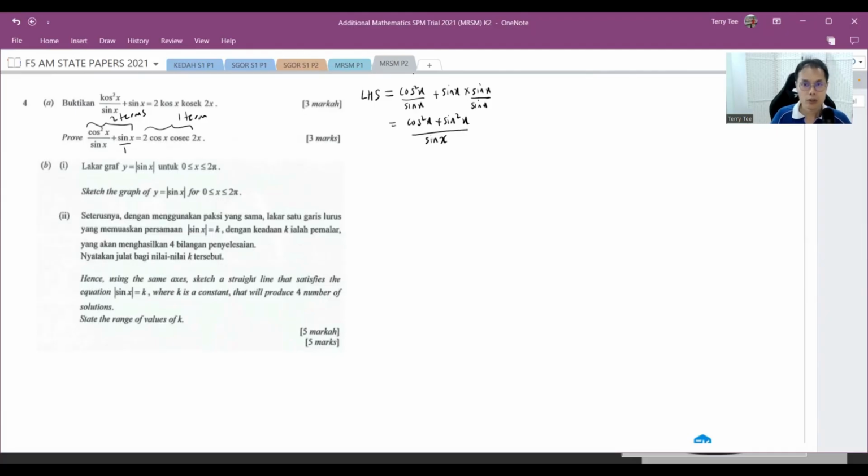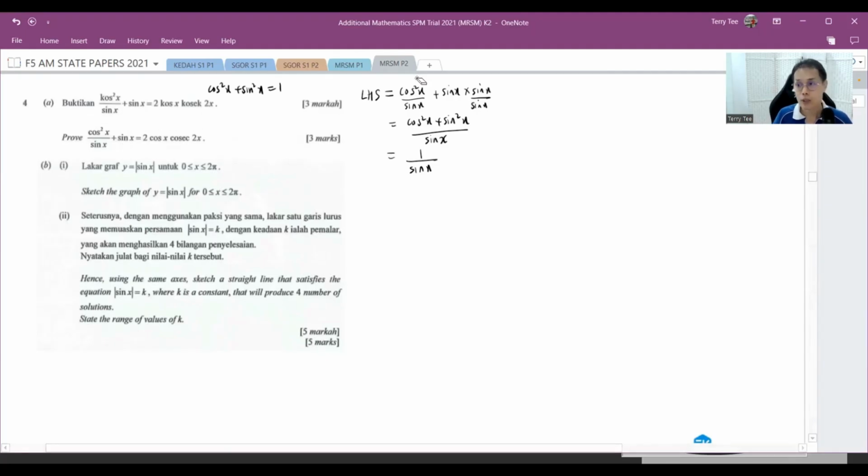Now, we know cos square plus sine square is 1 from the basic identity. Yeah, cos square x plus sine square x is 1. So we can just change this to 1. So it's 1 over sine x. Now, here's the problem. What do you do with this? Where do you go from here?